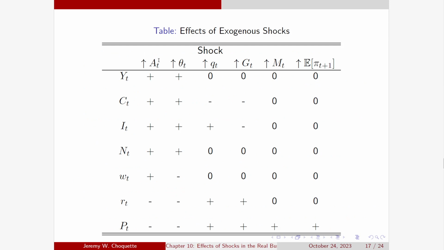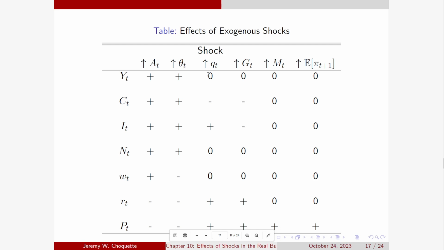So what do we have here? Well, this shock right here is an increase in A. That is the good old supply side shock that we looked at. It's the technology shock right there. What do we have? Well, I have an increase in output, consumption, investment, labor, wages, a reduction in the real interest rate, and a reduction in prices. All right, what about that labor supply shock? Well, that increased output, consumption, investment, labor, cut the real wage, cut the real interest rate, and prices.